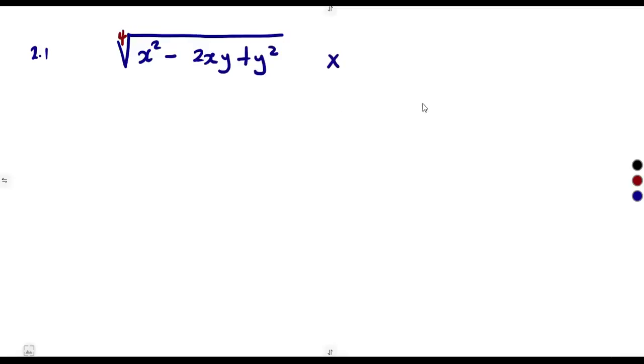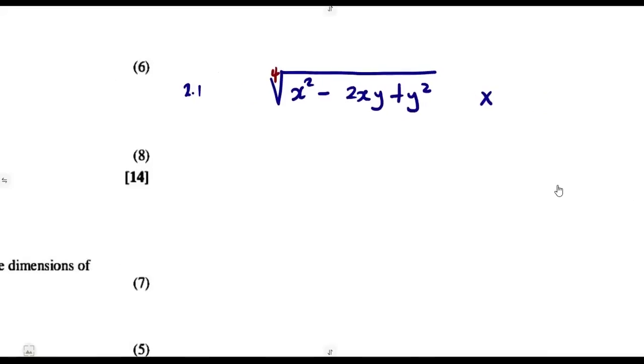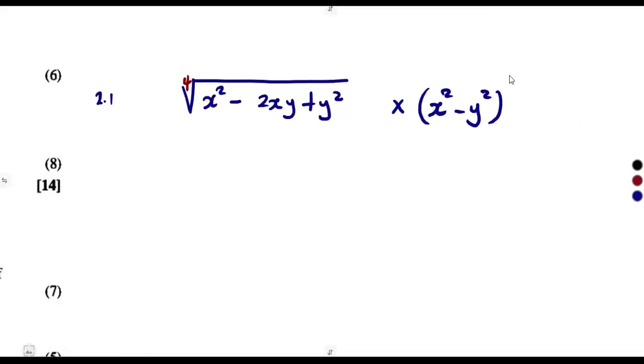That's 2.1. So it was the fourth root of x squared minus 2xy plus y squared, like this, times this: x squared minus y squared to the exponent of 2 over 5. x squared minus y squared to the exponent of 3 over 5. Not 2 over 5, but 3 over 5. All right. I do not want to make that mistake, guys. So this is 3 over 5.